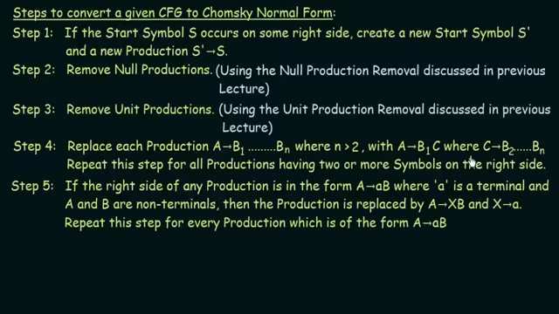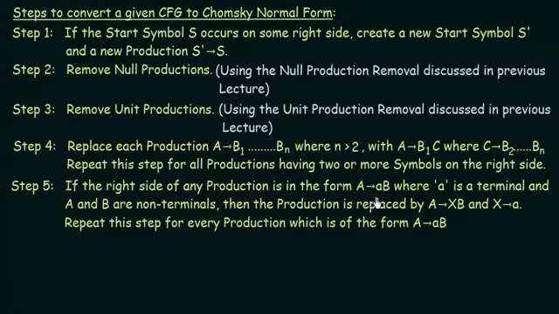Don't worry, even if this seems a little confusing, it will be clear when we take an example in the next lecture. After performing step 4, we come to step 5. It says if the right side of any production is in the form A gives aB, where a is a terminal and A and B are non-terminals, then the production is replaced by A gives XB and X gives a. Repeat this step for every production of the form A gives aB.